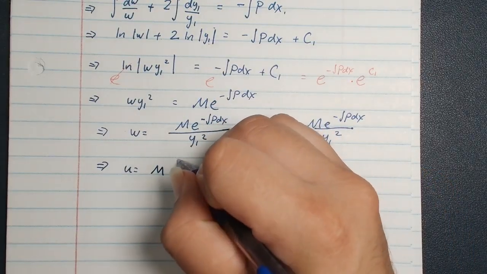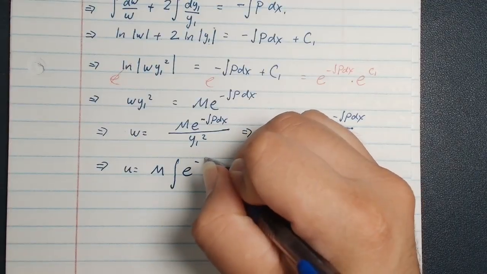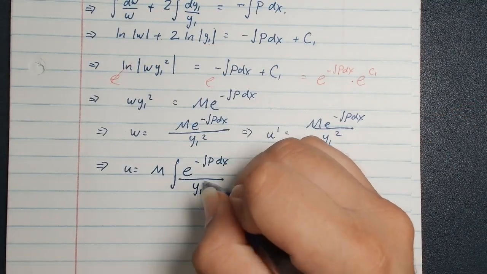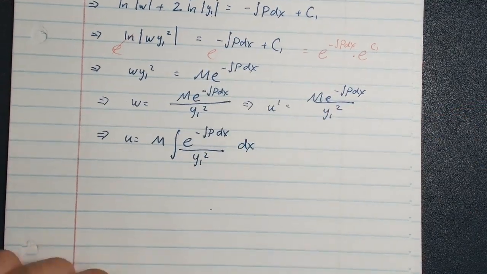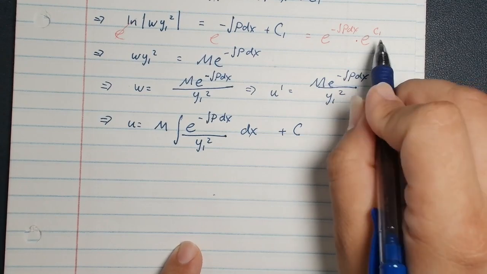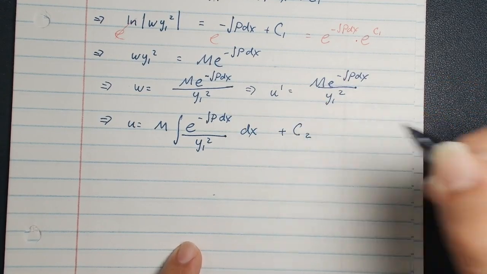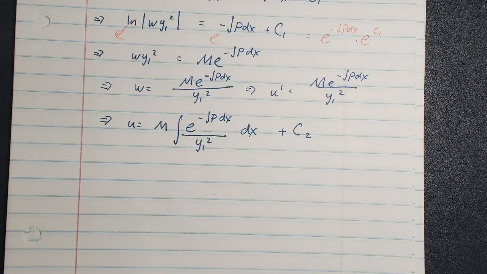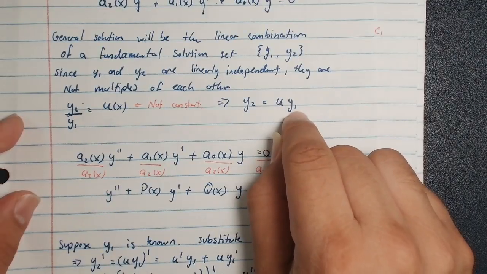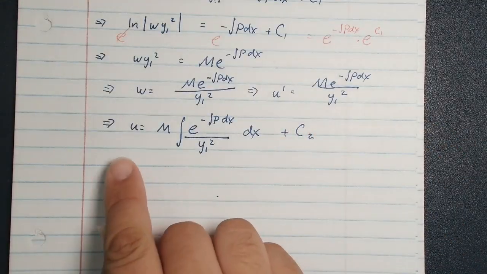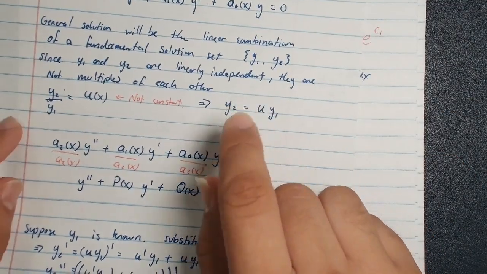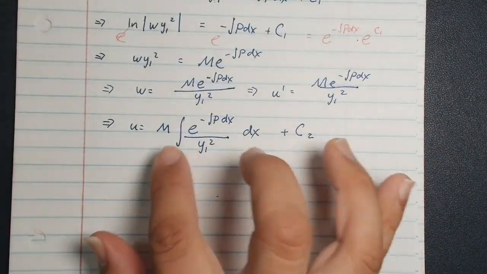So here we end up with m integral e to the minus integral p dx over y1 squared with respect to x. Plus a constant of integration, of course, since we did just take an antiderivative. This is the second constant we've seen, so I'll call it C2, like so. So what that tells us, since we now know what U is, is if you know the solution y1, then multiplying y1 times this will tell you what the y2 is. It'll give you the other solution. So one solution can give you the second one as long as you multiply by this.